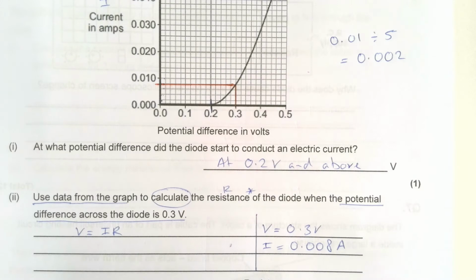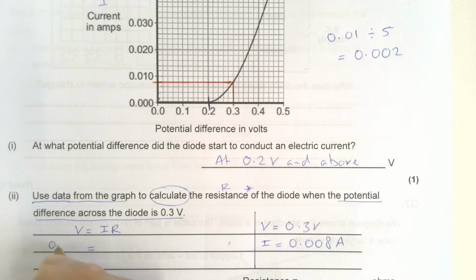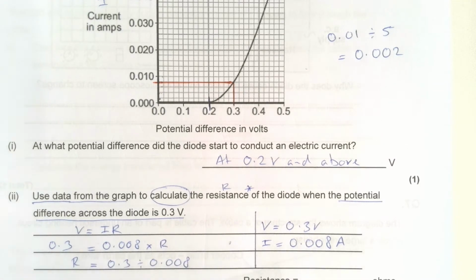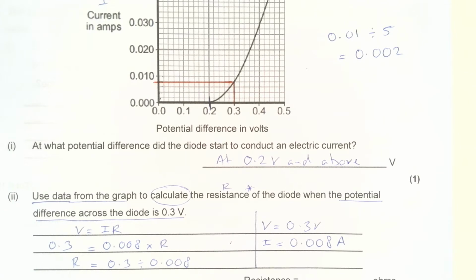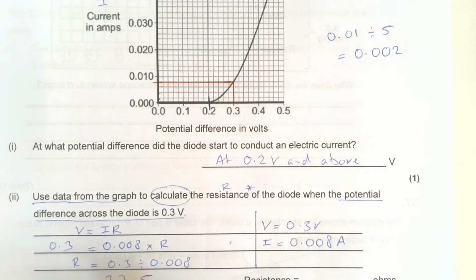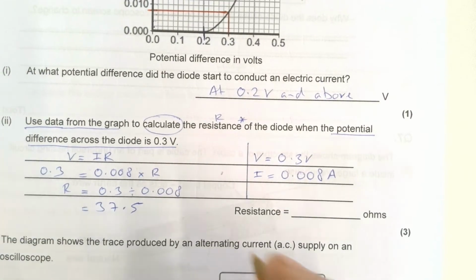Okay, so V equals IR, so I'm going to put the values in before I rearrange it. 0.3 is equal to 0.008 R, being really careful not to make a mistake transposing it, moving it from one place to another. Which means R is equal to 0.3 divided by 0.008. Always make sure you change the decimal. That equals 37.5.